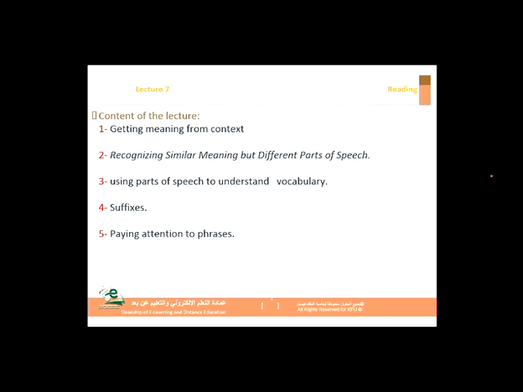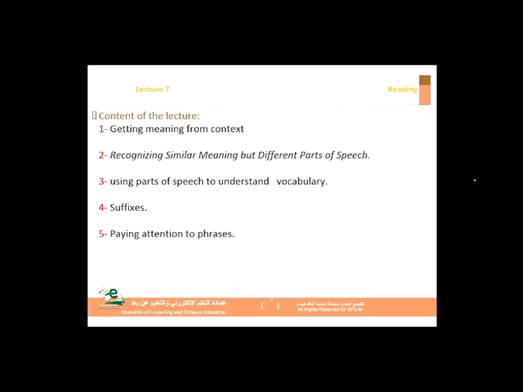Then recognizing similar meanings but different parts of speech, right? So some words would have the same meaning but different parts of speech. Again, that should be really easy. Number 3, using parts of speech to understand vocabulary. Number 4, suffixes. Number 5, paying attention to phrases while reading. These skills and more will be covered in this course. So let's look at them one by one.